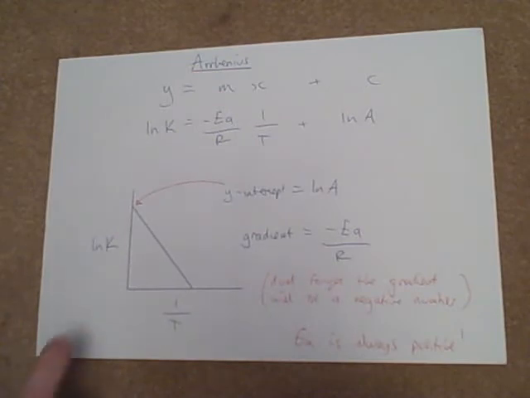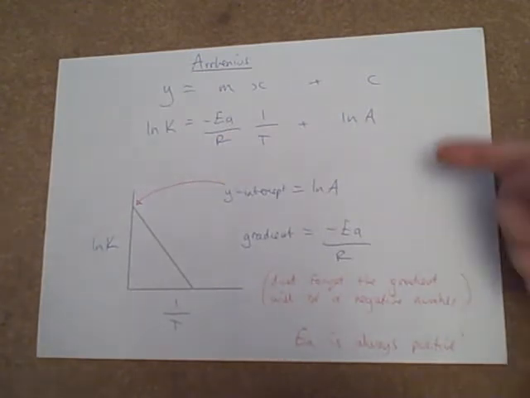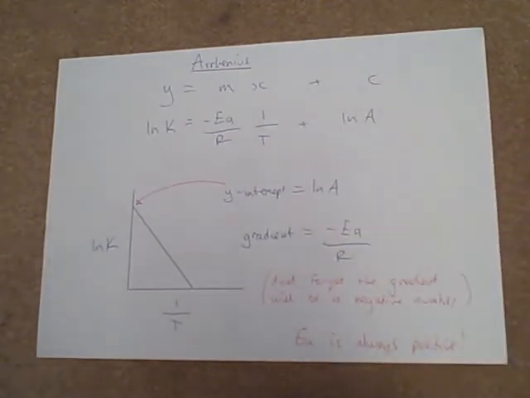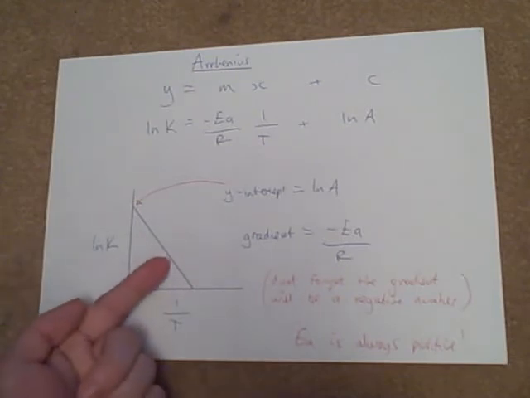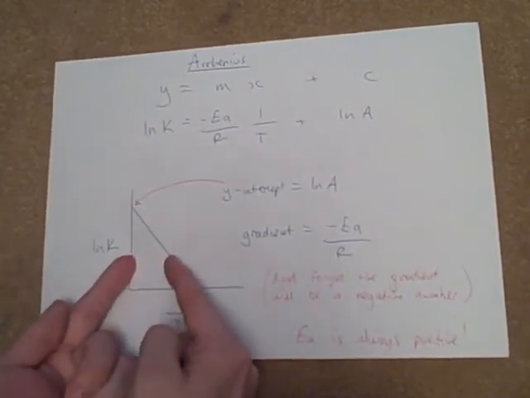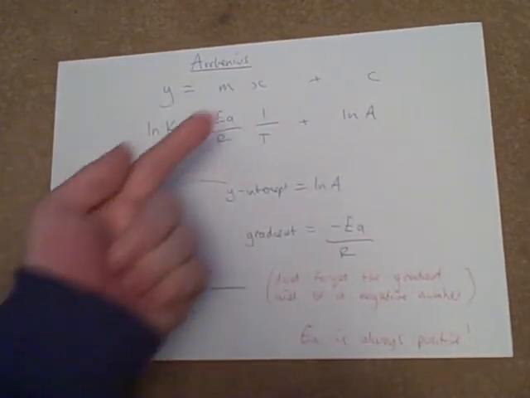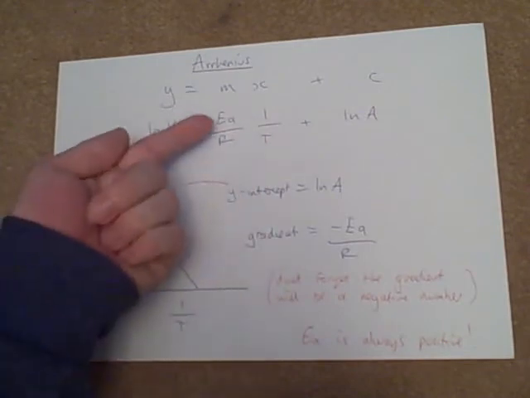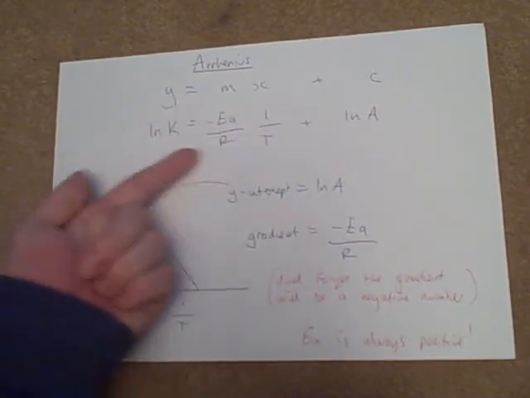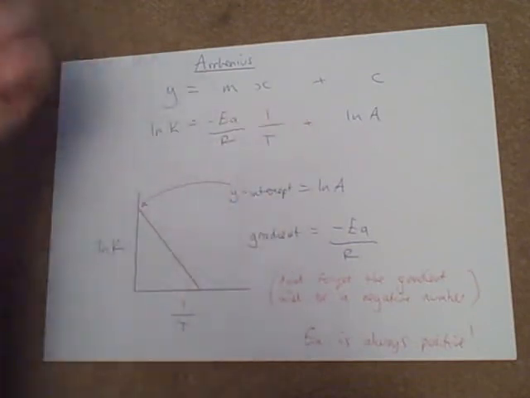I should say as well, sometimes the way the graph will be drawn in the exam, your line will not pass through the y-axis, and therefore you cannot use y-intercept equals the natural log of A in order to find A. If that's the case, pick any point on your line of best fit, for example this point there, read off your natural log of k, sub it in, read off 1 over temperature, sub it in. Your gradient is minus Ea over R, so you'll now have all the information you need to rearrange and find A.